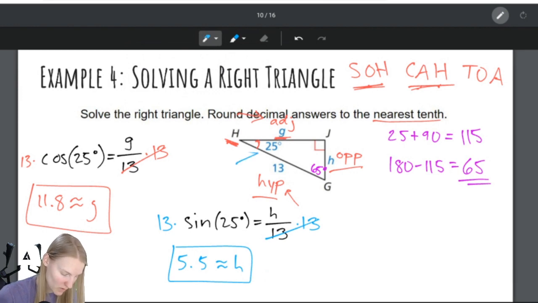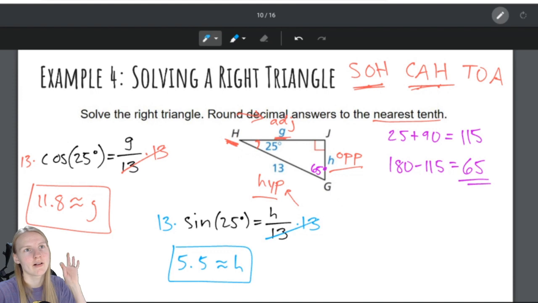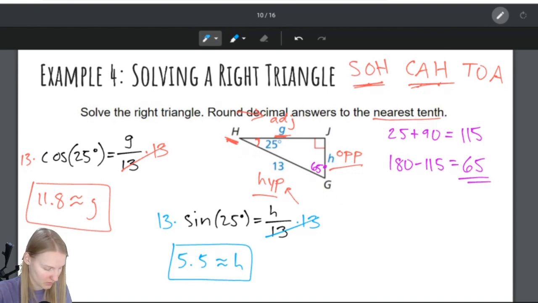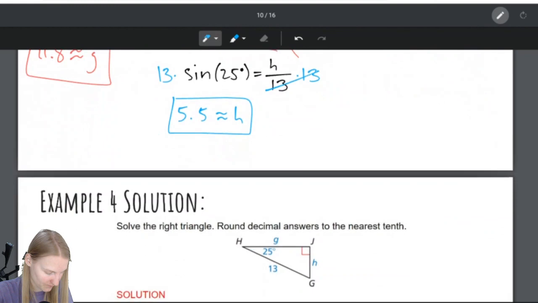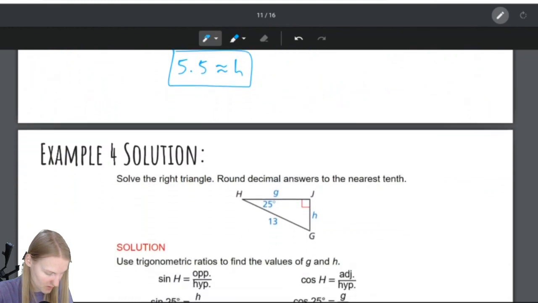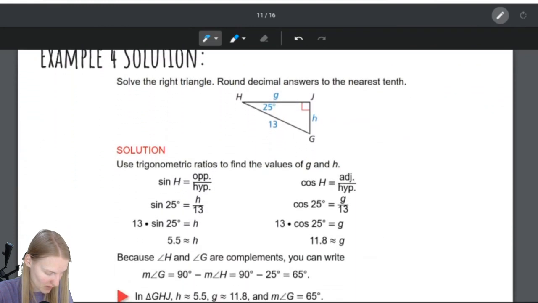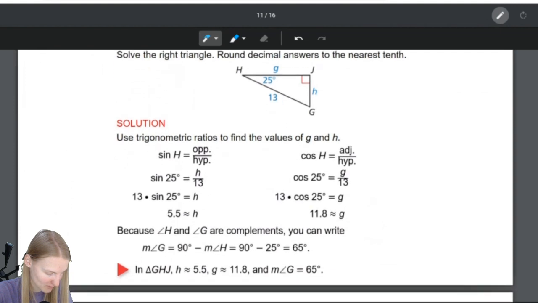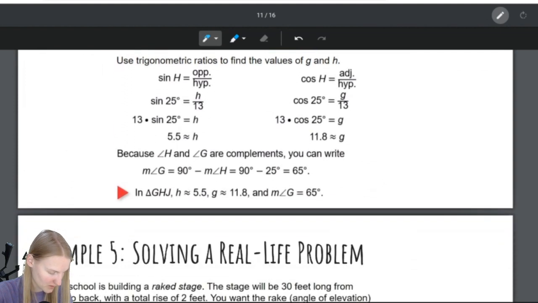And look at that. We have 1, 2, 3, all of our angles. So because we have all of our sides and all of our angles, this triangle is solved. Fantastic. All right, I do believe we should check our answers. All right, 11.8, 5.5, and 65. Perfect, perfect, perfect. So we were right.